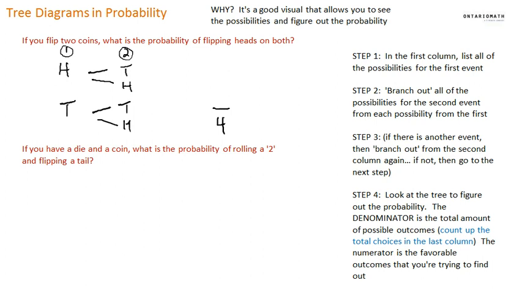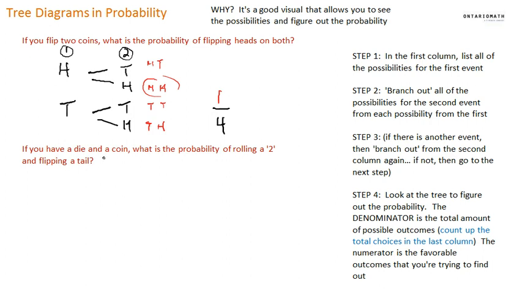Now I can figure out the probability of flipping heads on both. Well, the first one is heads, tails, but that's not it. The second one is heads, heads. The third one is tails, tails, and this one is tails, heads. So for heads, heads, flipping heads on both, I only have one possibility here. So my fraction is 1 out of 4. Okay, so let's try another one.